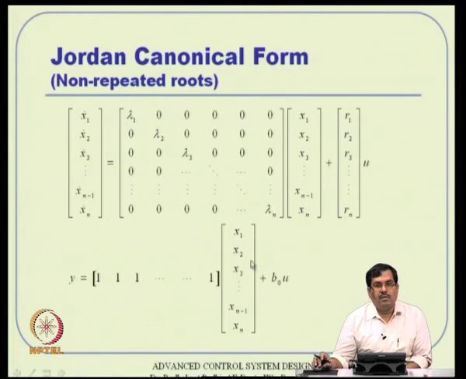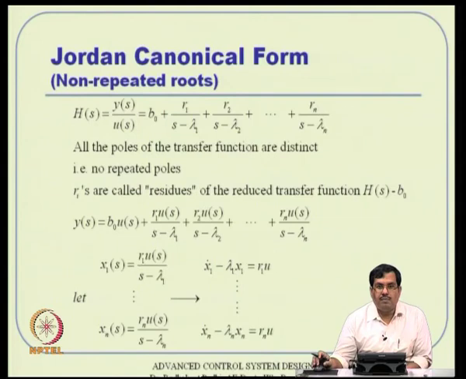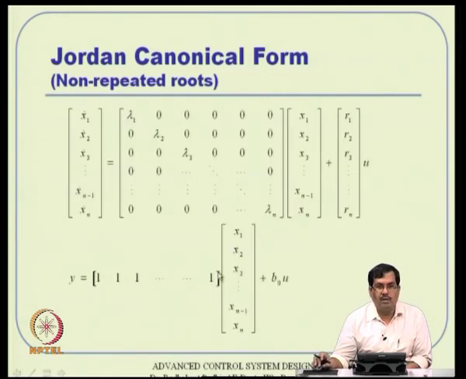Now, coming to the C, remember that my output is given by this expression, y of s is all this. So, y of s is nothing but B 0 u of s plus x 1 of s plus x 2 of s plus up to x n of s, all these things are available for me. So, it is x 1 plus x 2 plus x 3 plus all the way up to x n plus B 0 times u of s. Okay. So, that is what I will keep in this way.